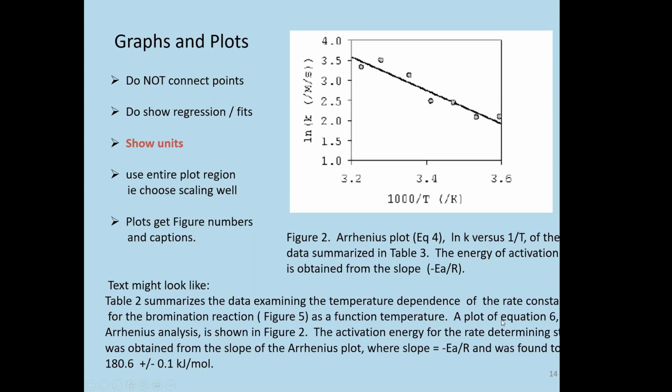That's why you want to number every equation. You don't need to repeat whatever equation is cited here. You just need to tell readers that you have a certain equation there. The activation energy for the rate determining step was obtained from the slope of the Arrhenius plot, where slope equals minus EA divided by R, and was found to be whatever value, with uncertainty and unit.